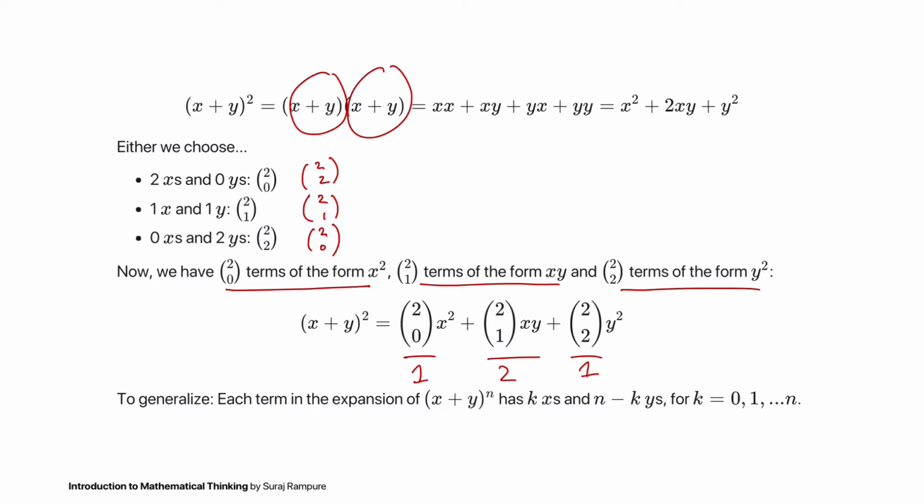And again, if this wasn't clear before, the reason the number we're choosing from is 2 is because we have two parentheses, right? Each term in our expansion will be the product of two terms, right? And they come from two potential parentheses. So if you want to generalize, each term in the expansion of x plus y to the exponent n will have k x's and n minus k y's.